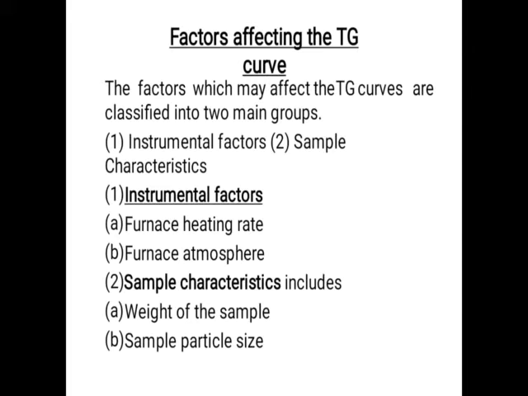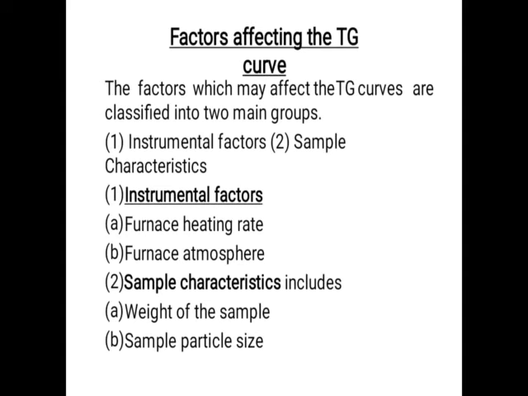Then we are moving to the next part. It is the factors affecting the thermogram curve. So we get the thermogram when we are heating the sample in the furnace. And after heating the sample in the furnace, the weight of the sample decreases. So we get a thermogram, that is the mass or the change in mass against the time or temperature.